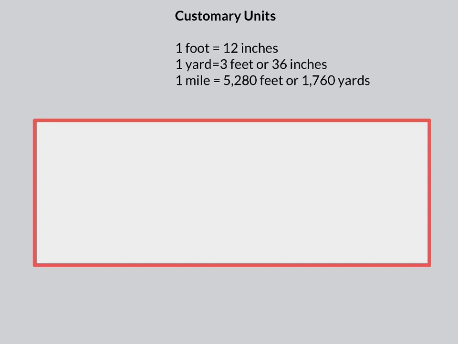Hello class, we're going to be learning about customary units and how to change them within each other. First thing you're going to do is write down in your notebook customary units, and you can pause the video so that you can stay with me and write down that 1 foot is 12 inches, and then 1 yard is 3 feet or 36 inches. 1 mile is 5,280 feet or 1,760 yards. This is important for the conversion process.